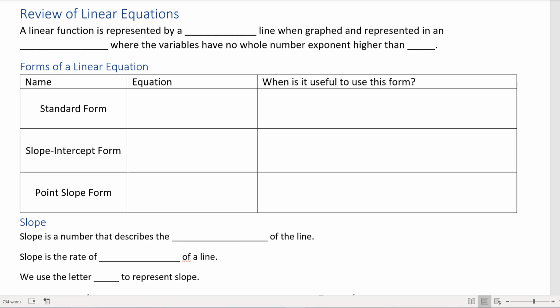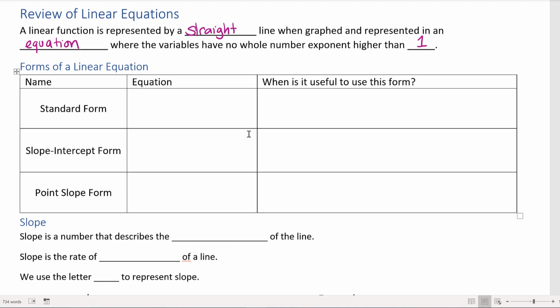Today's lesson is on a review of linear equations. A linear function or a linear equation is represented by a straight line when graphed, and represented in an equation where the variables have no whole number exponents higher than 1. There's a couple different forms of the linear equation: standard form, slope-intercept, and point-slope form.